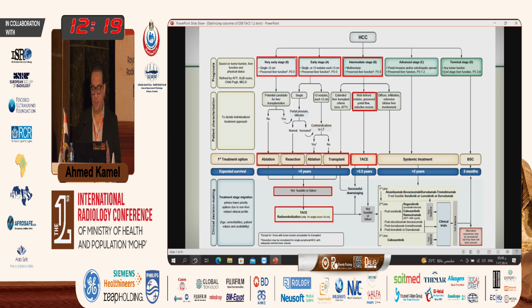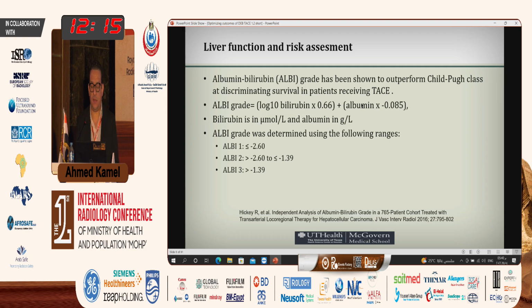Now, part of the BCLC, as you can see here, is preserved liver function. So how would you assess the preservation of that liver function? Of course, we know that there is Child-Pugh, which is mostly described in most of the studies. They do TACE for those patients who are Child-Pugh A. Now, there's a better risk assessment module, which is the ALBI score, which basically relies on albumin and bilirubin. That's what it's called, ALBI.